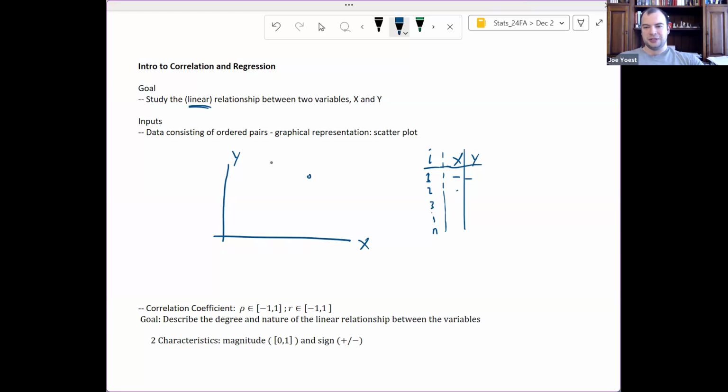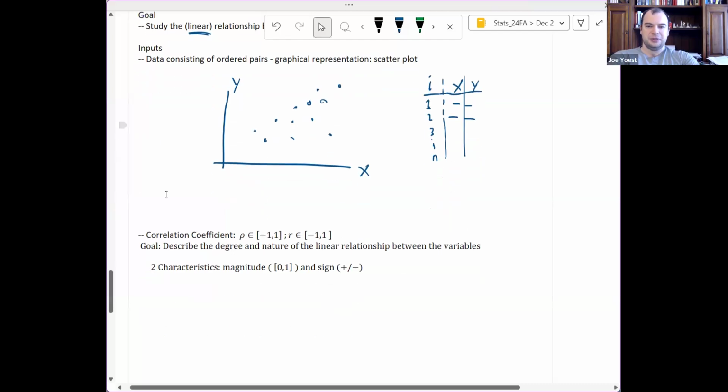And person number 2 has a height and a weight. Maybe that's there. And we expect, most of the time, that taller people weigh more and heavier people tend to be taller. So maybe we see a scatter plot like this. And my question is, what does the linear relationship between these two variables look like? What's the nature of the relationship?